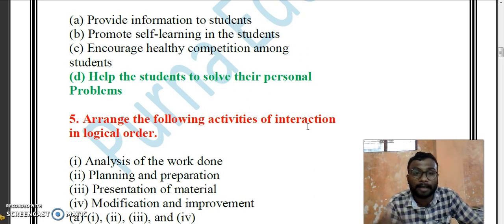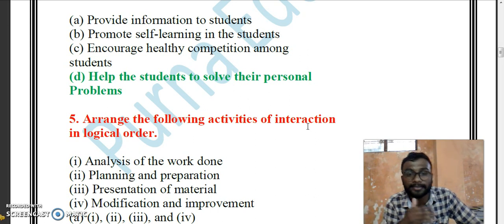After some time, we have to make some kind of analysis of the work we have done. Analysis of work done should be performed. Based on the results of the analysis, we have to improve or modify as per the analysis results.